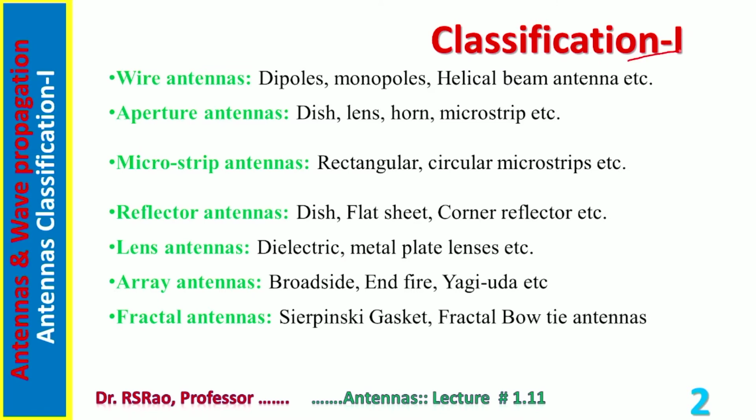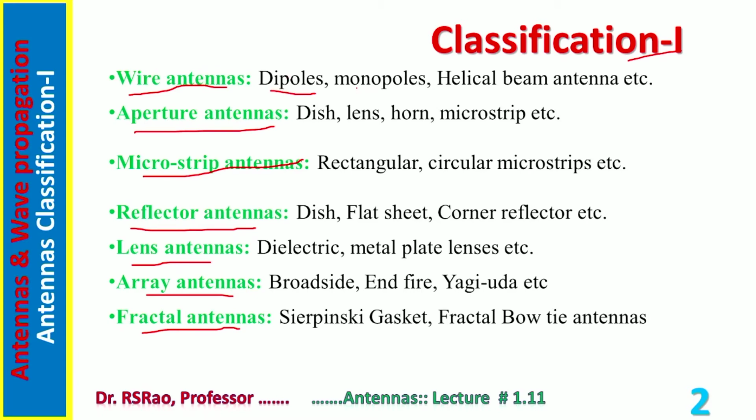Classification 1. According to this classification, antennas are divided into wire antennas, aperture antennas, microstrip antennas, reflector antennas, lens antennas, array antennas, and fractal antennas. Dipoles, monopoles, helical beam antennas. These are all examples of wire antennas.